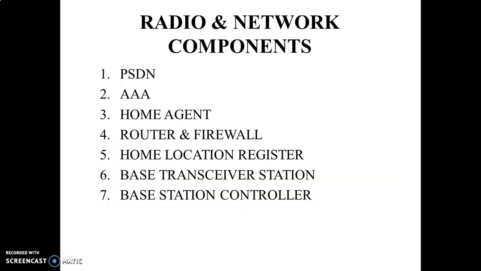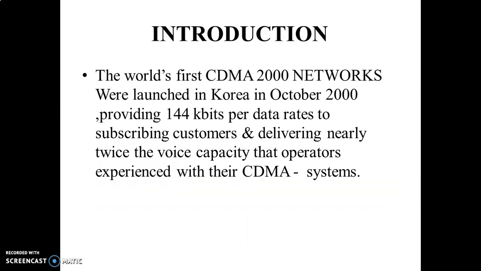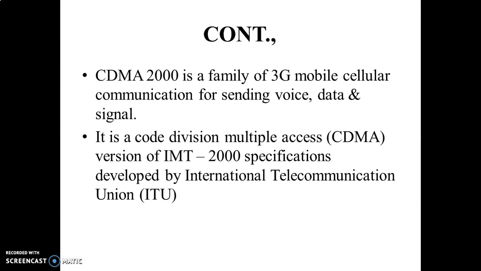We'll just have a quick review of everything we have discussed. As we have discussed, CDMA 2000 is the family of 3G mobile cellular communication for sending voice and data signals. This code division multiple access is a version of IMT, developed by the ITU, that is the International Telecommunication Union.